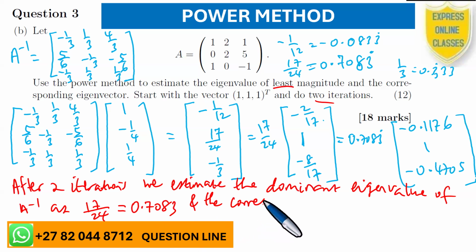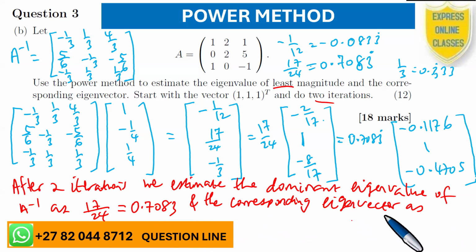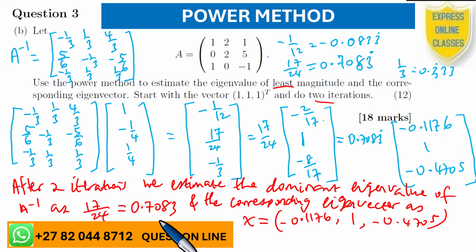the corresponding eigenvector is x equals, and write this one, minus 0.11761, minus 0.4705. So now this one is the dominant one of the inverse, but we're not done yet.